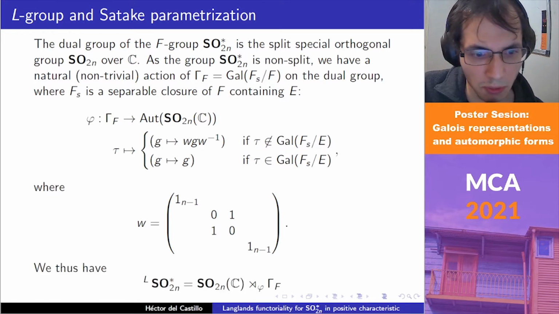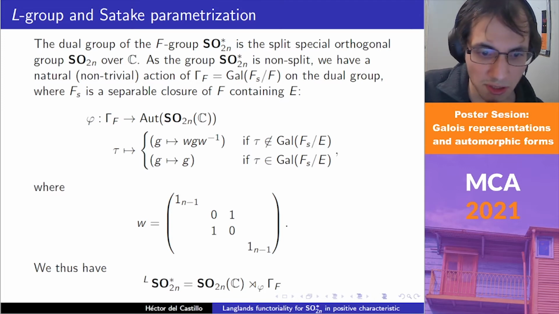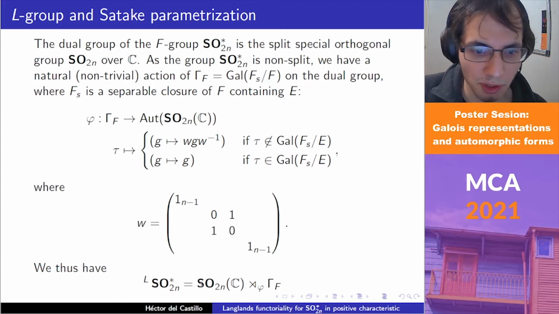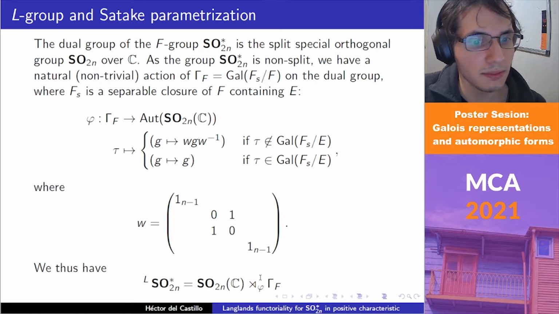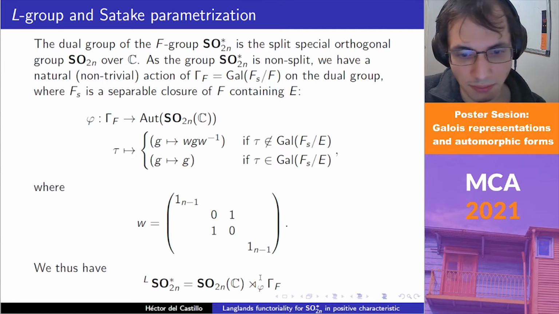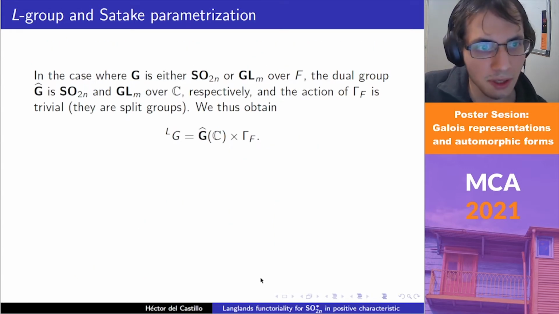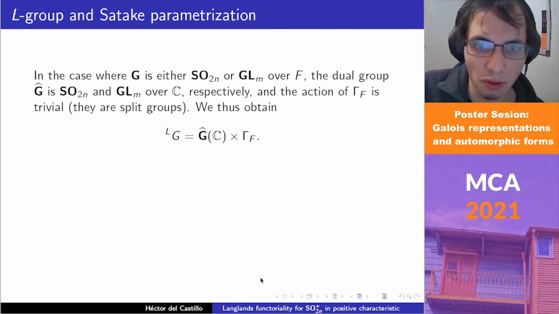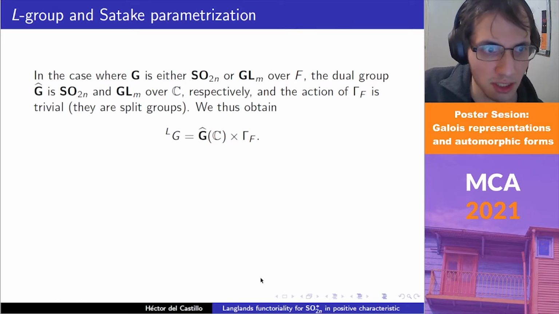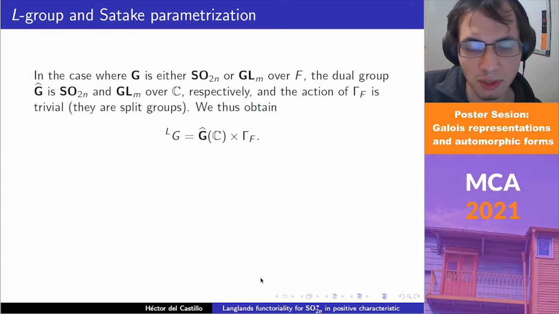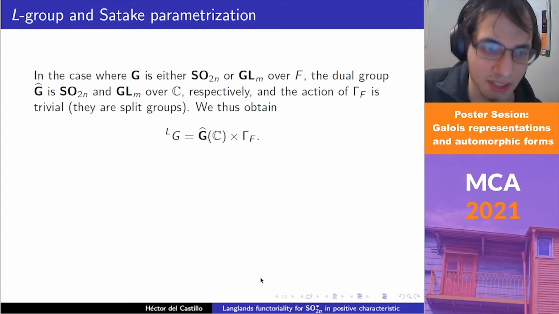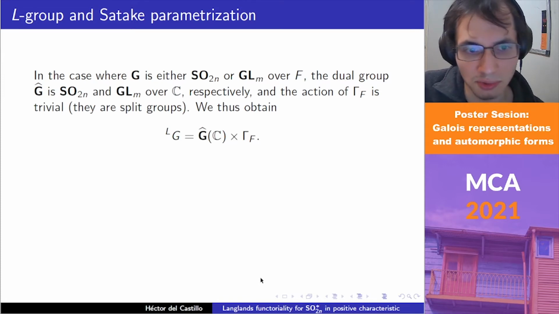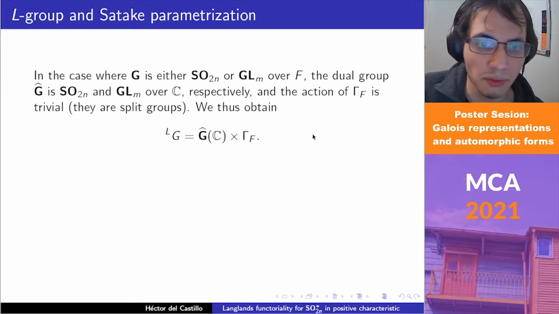With this action, we thus have that the L group of SO2n star is the semi-direct product of SO2n of the C points and the Galois group of F between these two groups. Now, in the case where G is either SO2n or GLm over F, the dual group G hat is SO2n or GLm over C respectively, and the action is trivial as they are split groups. We thus in this case obtain that the L group of these groups is given just by the direct product.